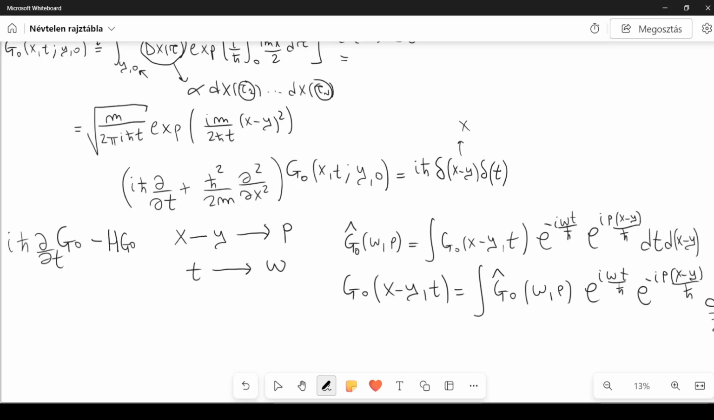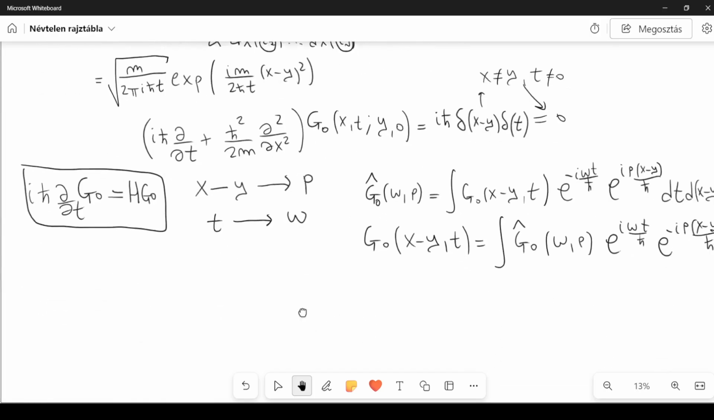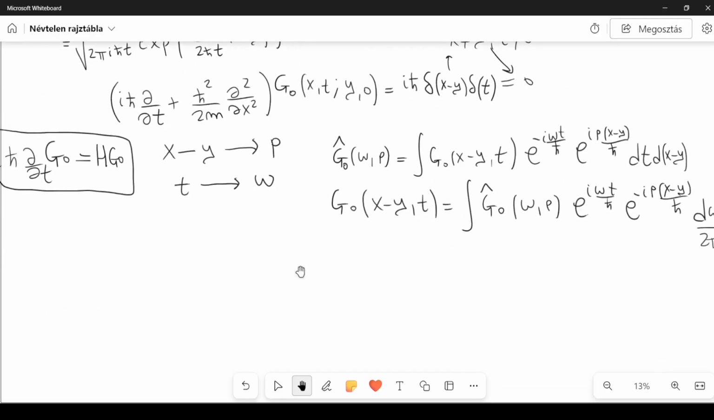if x is not equal to y and t is not equal to 0, this would be 0, right? So it's as if we are setting this to 0, and so it's as if we are considering the Schrödinger equation. And it's the free Schrödinger equation because in this case, for j equal to 0, in the expansion, this is the free particle. So G0 is related to the propagation of the free particle. This is some intuition behind these concepts, but we can move on.